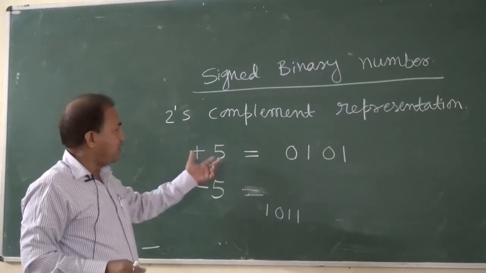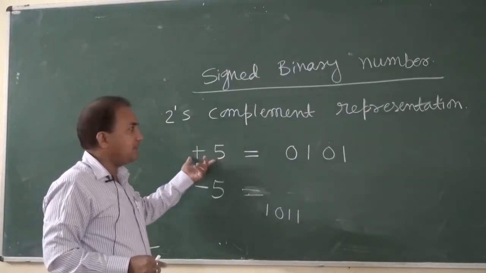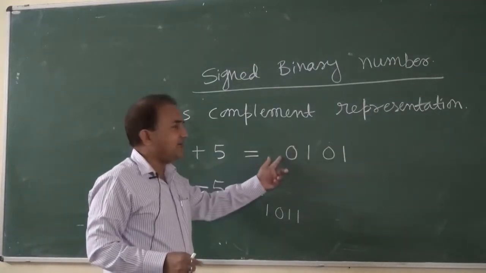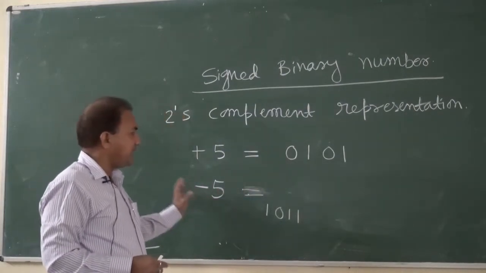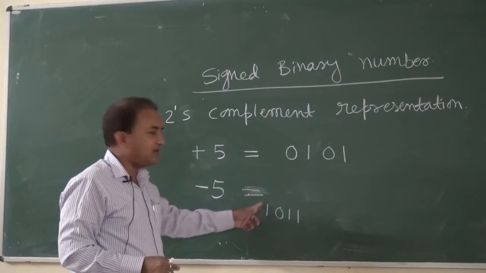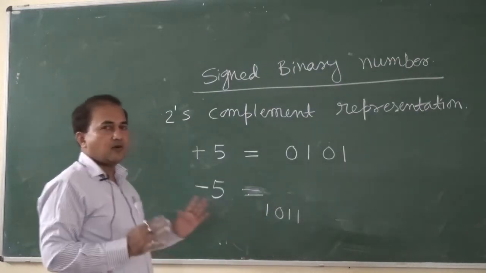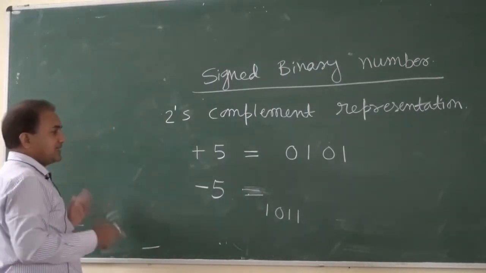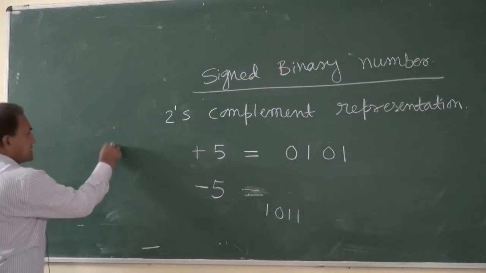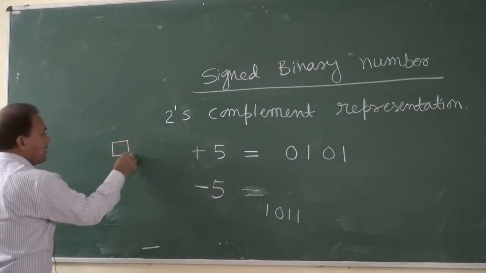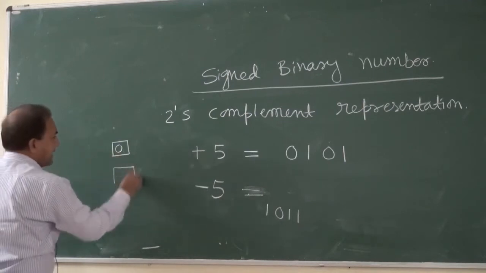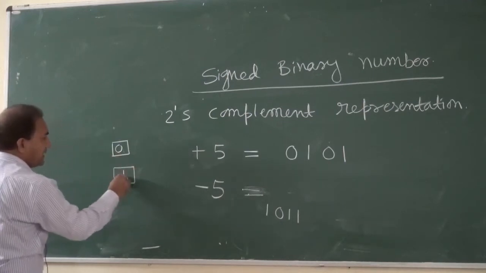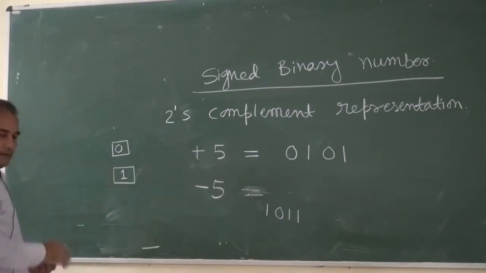So again, for representing a positive number, in the MSB 0 is there. For representing a negative number, in the MSB 1 is there. So in sign magnitude representation, for positive numbers in the MSB you will always see that 0 is present, whereas for negative numbers it is 1.